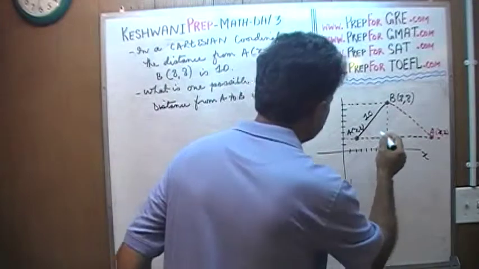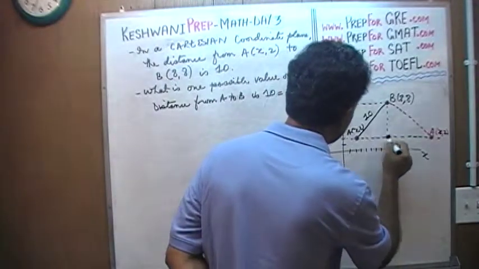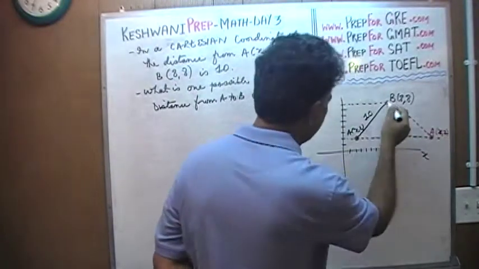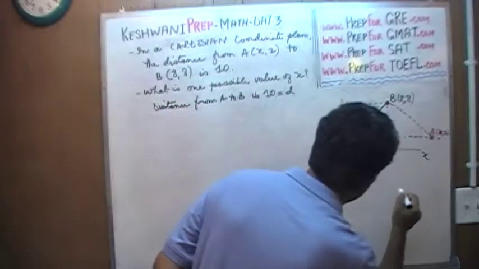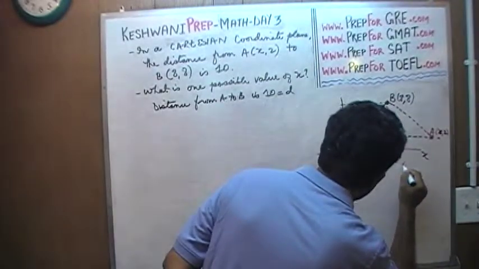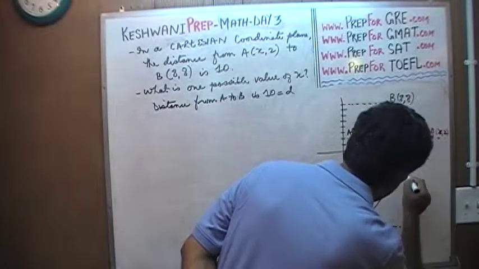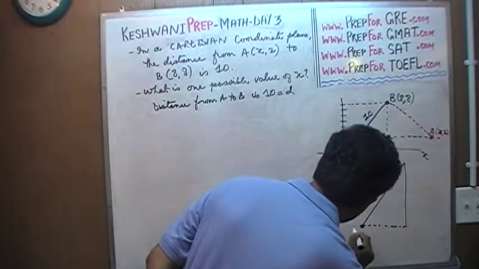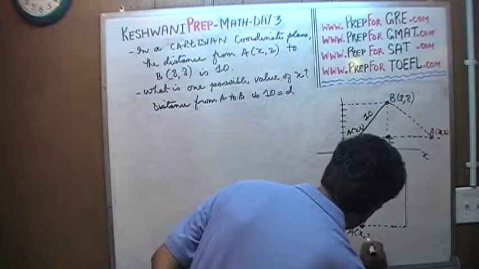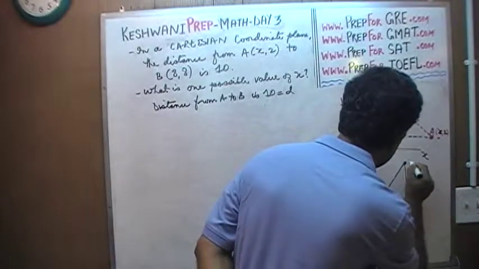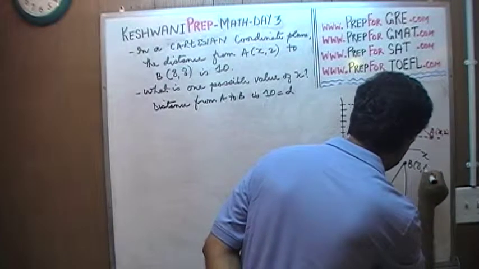I'm talking about this triangle here, triangle A, B, C. I'm going to redraw this triangle down here. There is your A, which has a coordinate of x and 2. There is your B, which has a coordinate of 8 and 8.